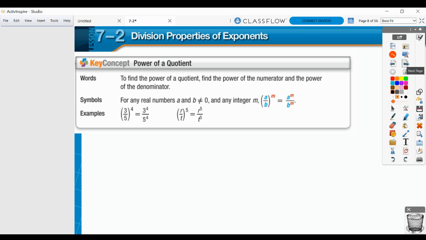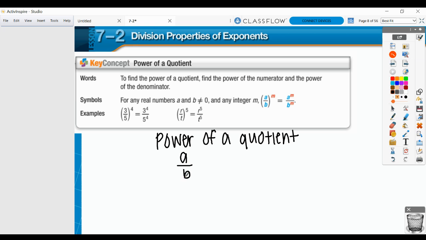Okay, here is the next property. It is called a power of a quotient. So that is when you have dividing and you're raising it to a power. So just like we did in the last section, you basically want to distribute that m to each variable.